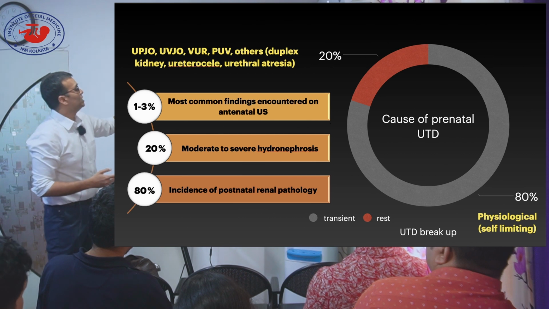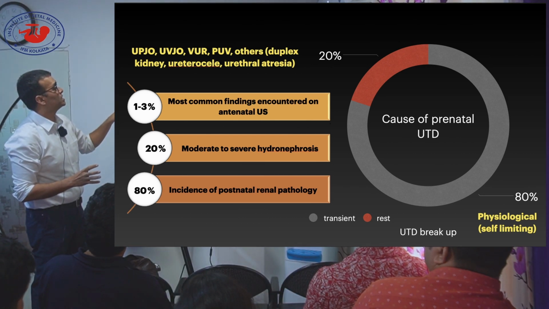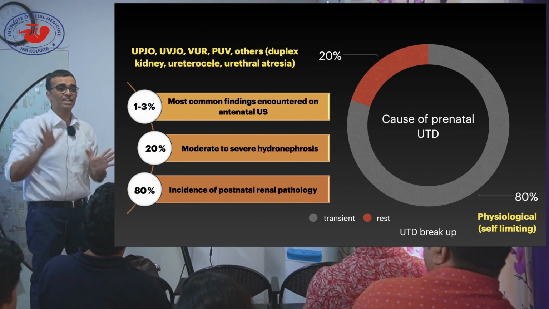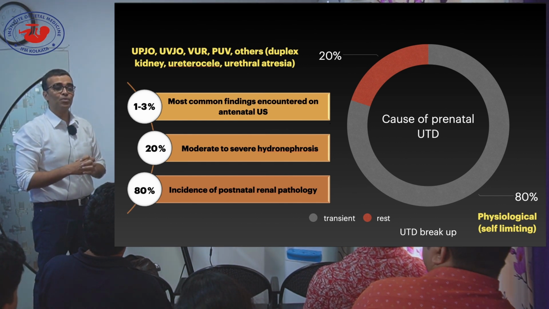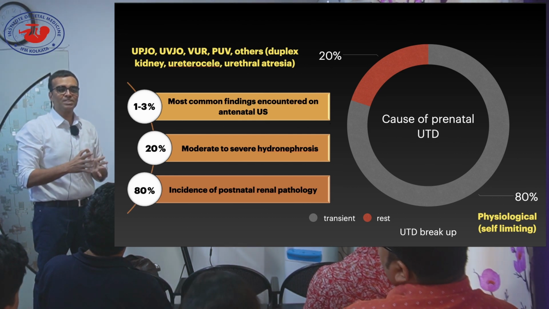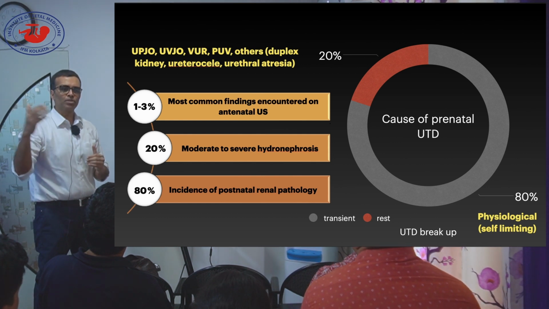In this, if you carefully see, urinary tract dilatation is seen in 1 to 3%. It's the most common finding encountered in antenatal ultrasound. So whoever is scanning here in this room, if you analyze your data, on a consistent basis you are seeing this urinary tract dilatation, which we report in different terminologies.